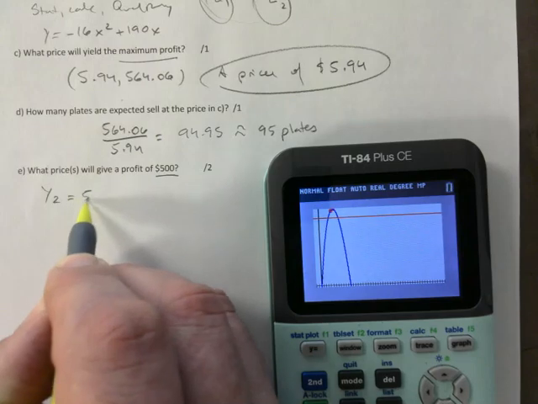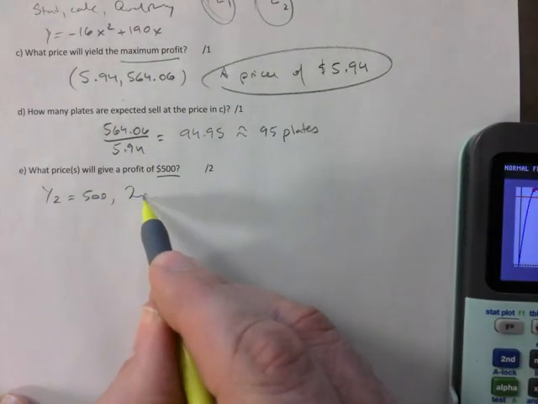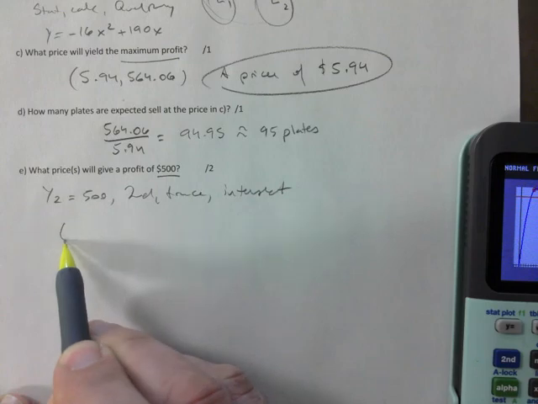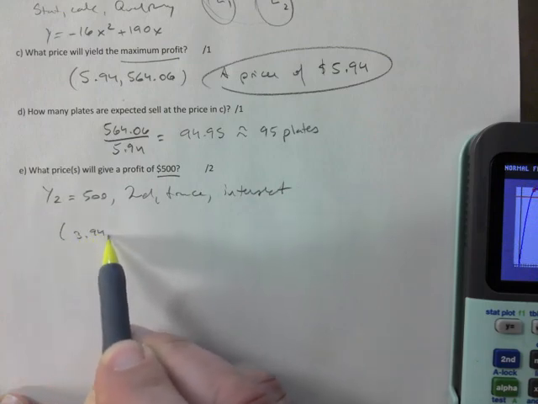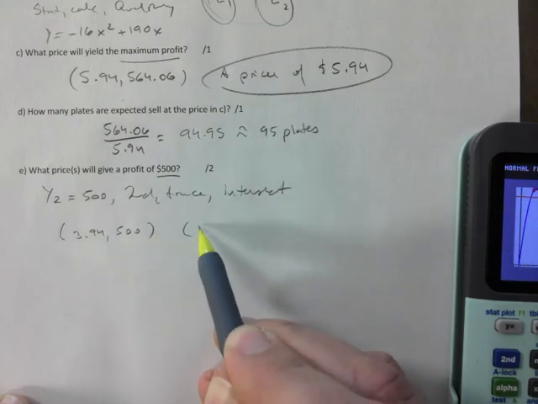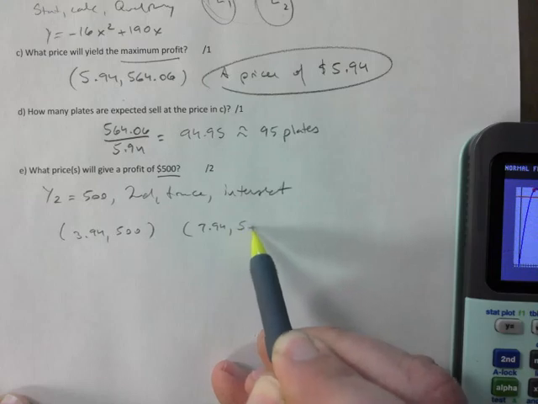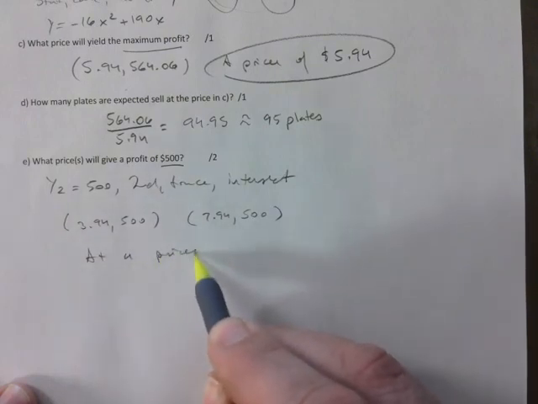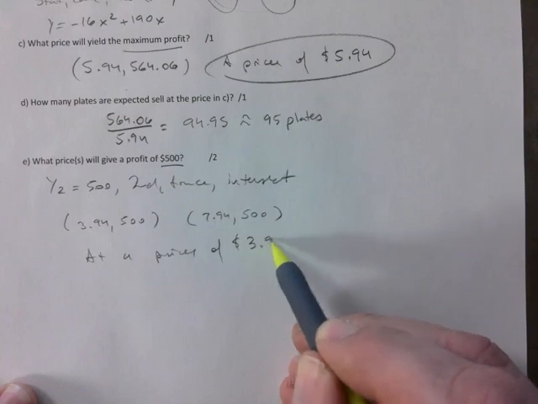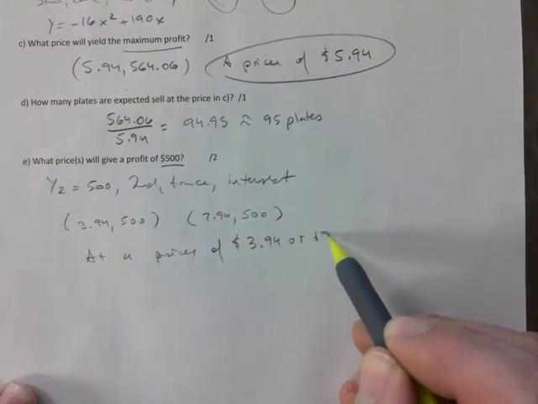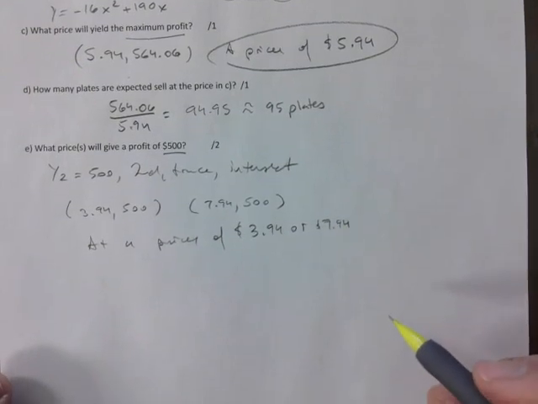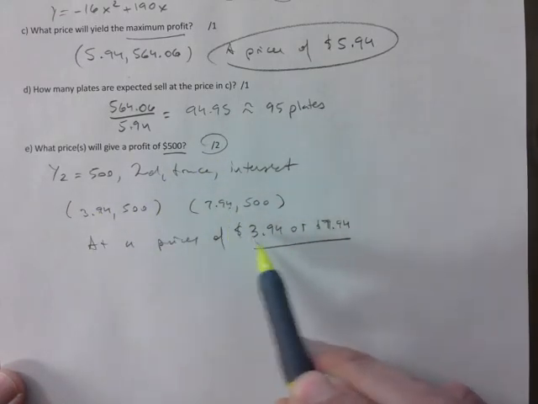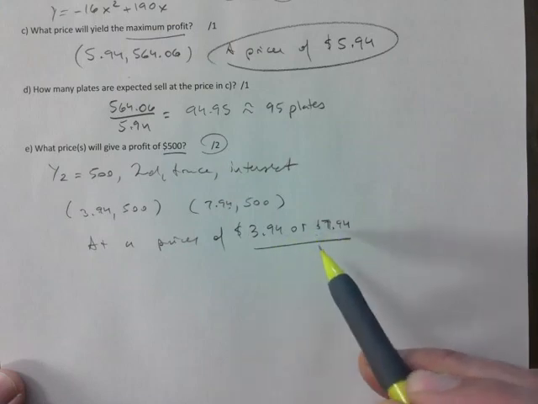So I will first do my keystrokes. It's part of your work, right? Second, trace, intersect. And then it happens twice. I'll just give you those numbers. It happens at 3.94, you earn 500 bucks. Or if you charge 7.94, you also earn 500 bucks. So at a price of 3.94 or 7.94, you will earn 500 bucks. Okay, so I need to see both points here and then a little statement telling me exactly which number is answering this.